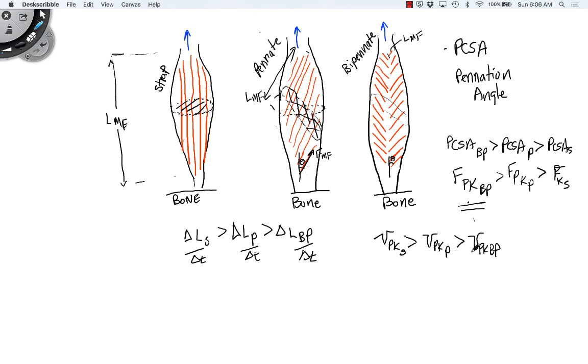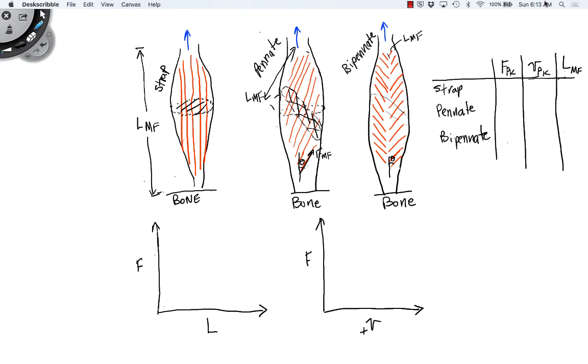All right, and so what we're learning here is that the basic ability of a muscle to create force and its peak contraction velocity is partly controlled by how the fibers are arranged relative to each other. Okay, so let's put this all together and see how this influences force-length and force-velocity relationships.